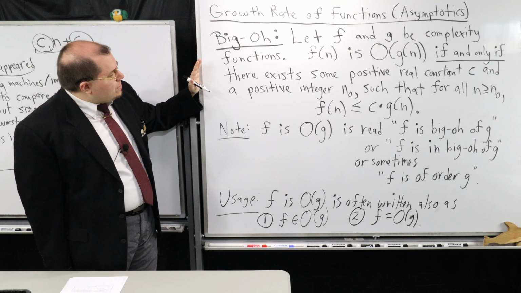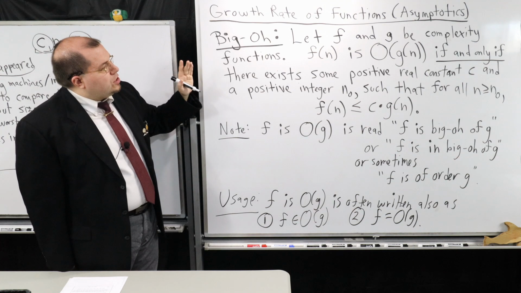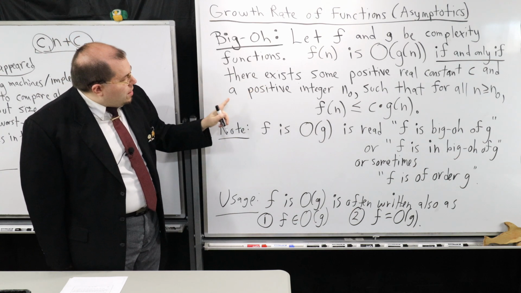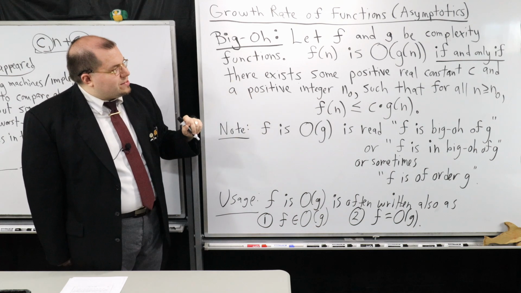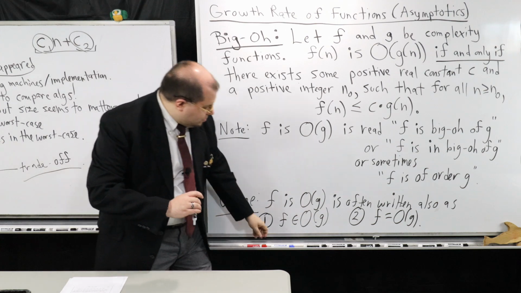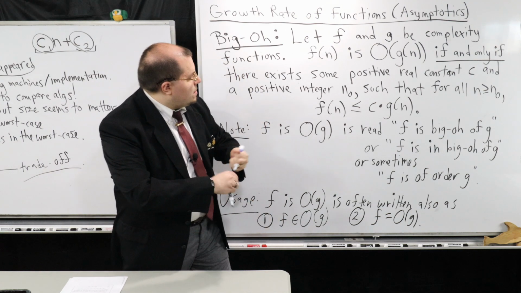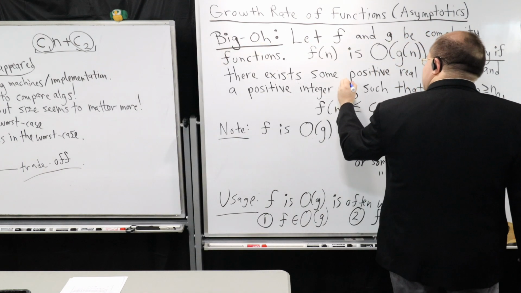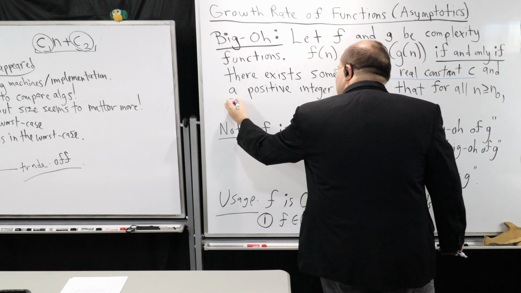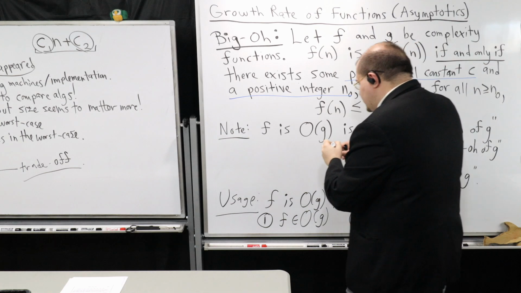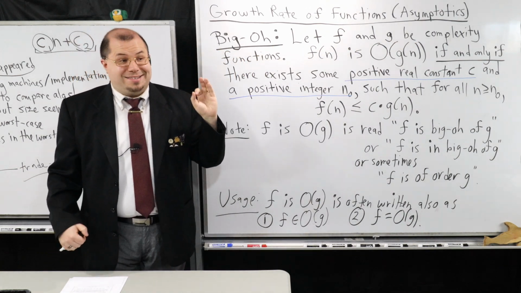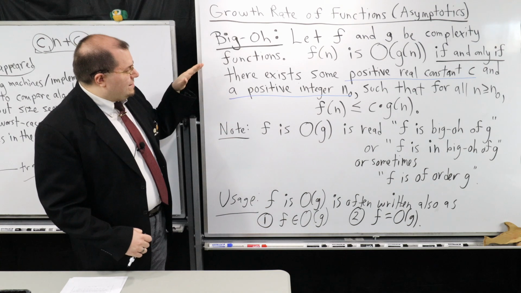So, if and only if there exists some positive real constant c and a positive integer n0. So notice that there are these two constants that have to exist. So I'm going to underline those two things. There exists a positive real constant c and a positive integer n0. Just keep in mind that those two constants have to exist. So this is what this statement is saying.